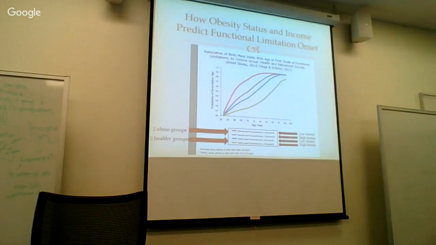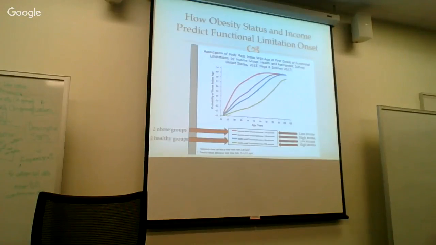So what age does each of the four groups... So we had 4 different groups, 2 obese groups and 2 healthy weight groups, and then they're high and low income. So low income is less than 25th percentile, so they're basically in the bottom 4th, right? And 75th percentile is the top 4th, right? And how they do in terms of onset. So the outcome of interest here is basically the onset.